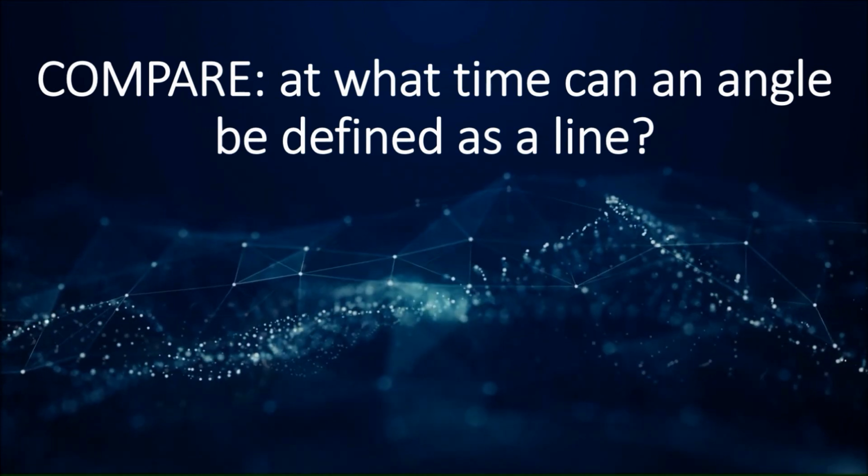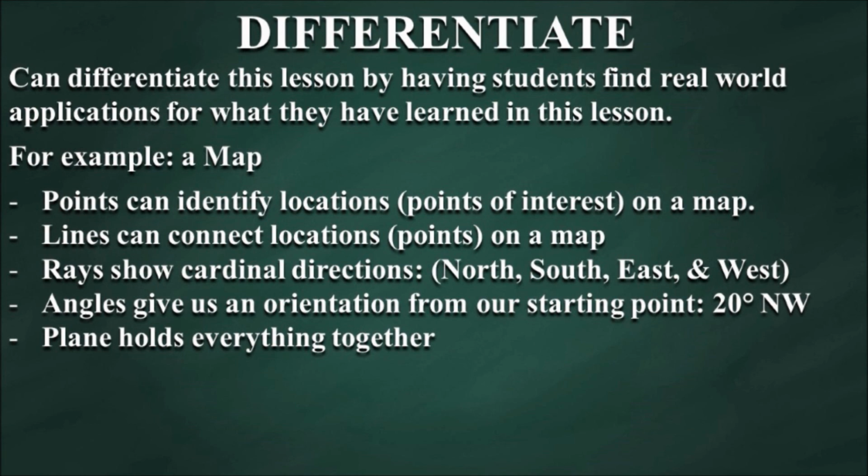You can differentiate this lesson by having students find real-world applications for what they've learned in the lesson. For example, a map. Points can identify location or points of interest on a map. Lines can connect location points on a map. Rays show cardinal directions, such as north, south, east, and west. Angles can give us an orientation from starting points, like 20 degrees northwest. Plane holds everything together.